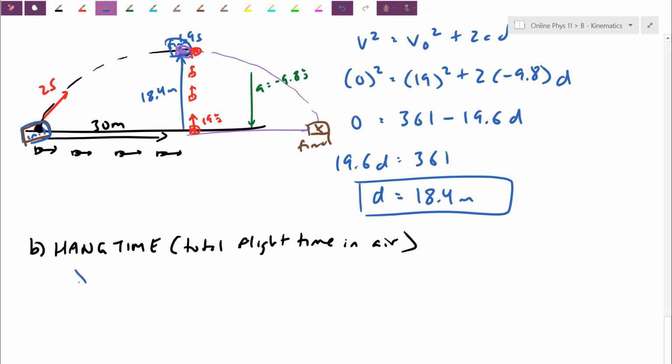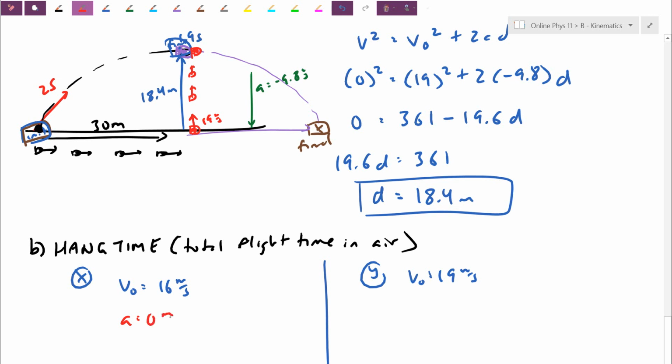So we have our x column, what I know about x, what I know about y. Because the initial is still the same, the v initial is still going to be 16, and the other one I believe was 19, right? So those numbers didn't change. The accelerations don't change. The acceleration is 0 in x, no air resistance. The acceleration on the y side is still negative 9.8, that didn't change.